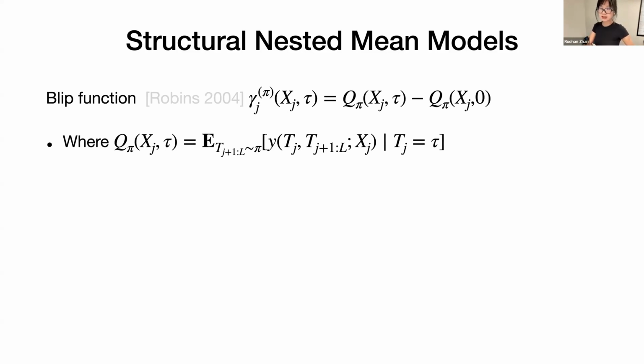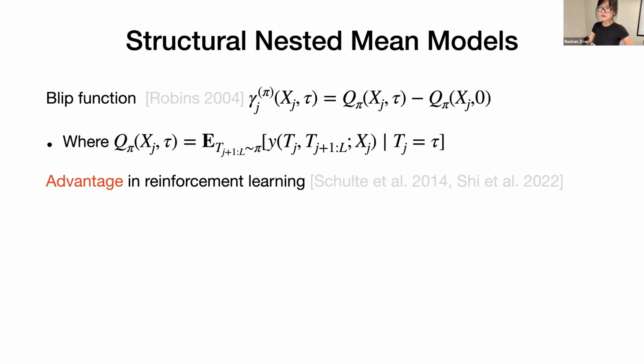For this kind of modeling, we have the blip function definition here, which is basically a difference between the Q value function at state X at stage J when we assign the treatment tau, and how does this treatment tau compare with the null treatment, the treatment 0 here? This is exactly what the blip function tries to capture. It's essentially the same as the advantage definition in reinforcement learning, which just tries to evaluate the effect of an action as compared to some baseline action. So here the baseline action is 0, and we use the difference of a Q value function, which we term the blip function, to evaluate it.